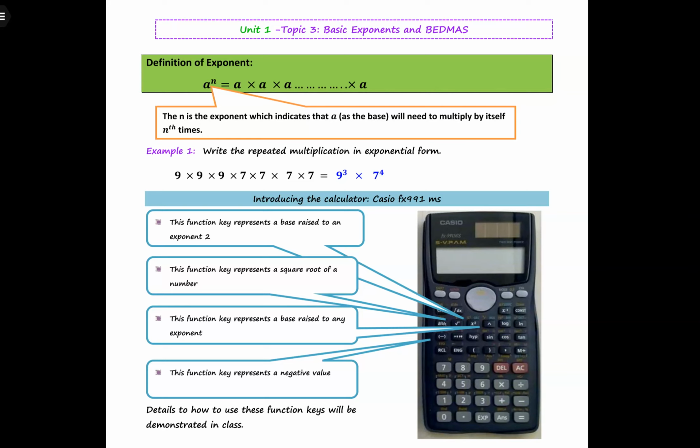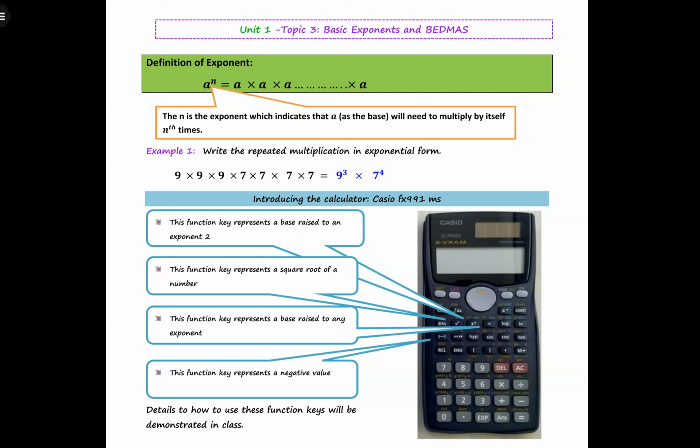Hello everyone. In this video, we will learn basic exponents and order of operations. Let's start with the definition of an exponent. An exponent can be written as a to the exponent n. n is the exponent. a is the base. The exponent will tell me how many times I multiply the base by itself.